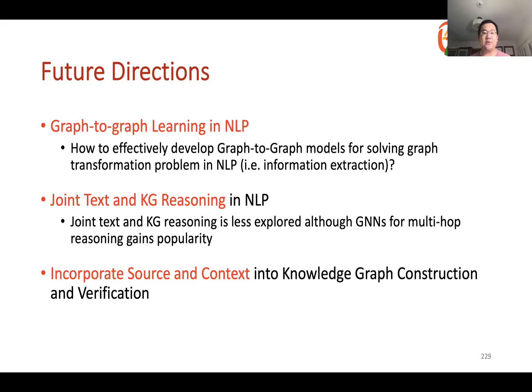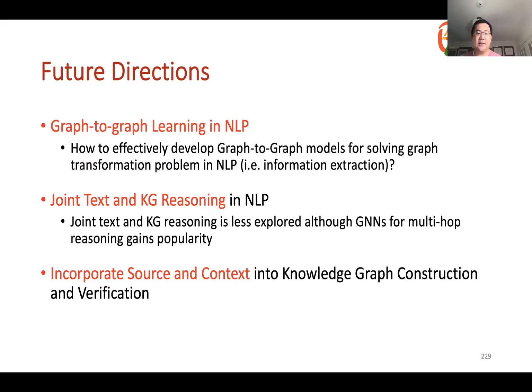We also often see that the input could be graph structure information, and the output could be a graph as well. Like in information extraction, it's natural that we transform, for example, as introduced by Professor Ji, that we can leverage an AMR graph and then translate it to the IE graph. So how can we develop an effective graph model for solving this kind of graph transformation problem in NLP? I think it's a very general learning challenge.